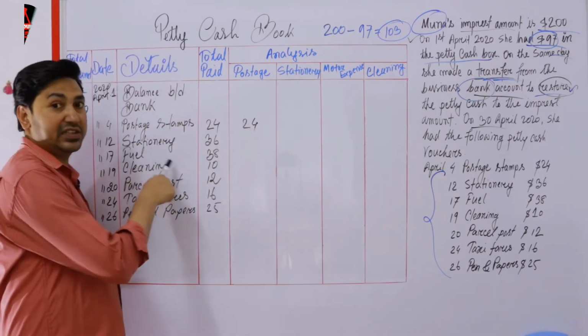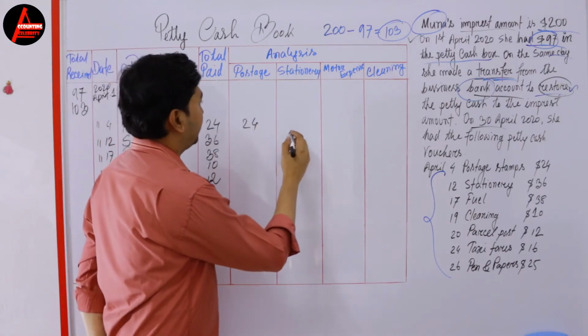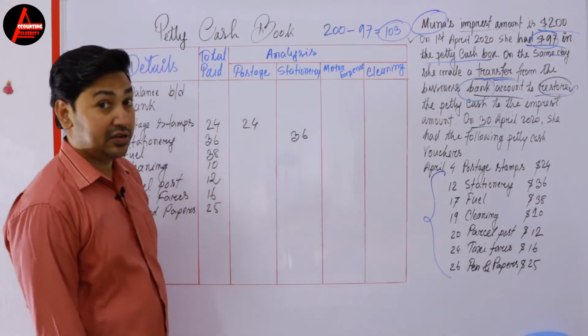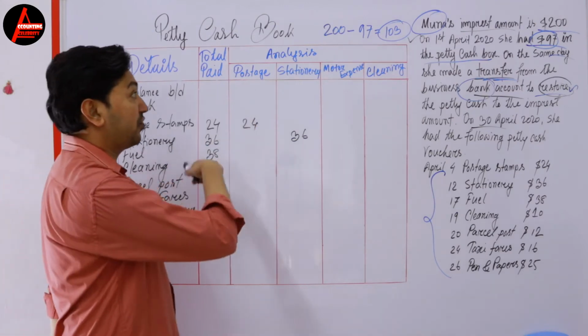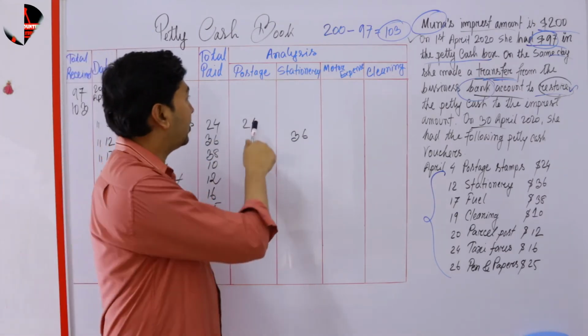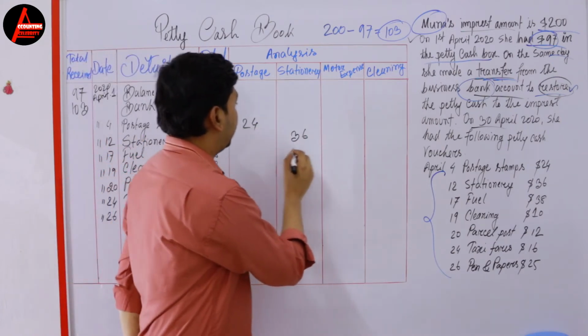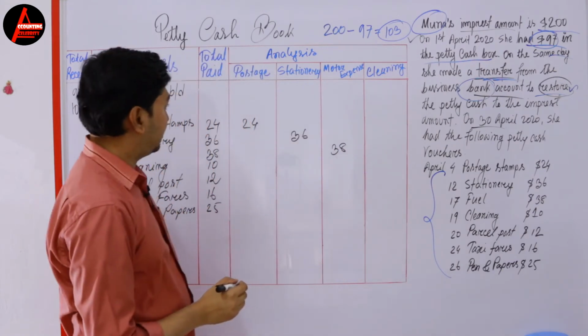Stationery. Okay, stationery column is already there. You understand very easily. So right here, stationery, $36. Okay. What is next? Fuel. Guess in which column fuel goes? Not here, not here. Yeah, motor expenses. So you can write $38 in motor expenses column.